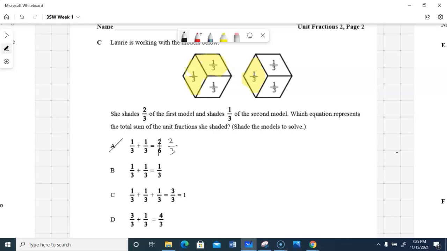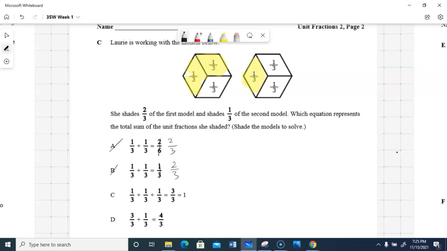Okay, the next one says B. It says 1/3 plus 1/3 equals 1/3. Okay, that's not true either. 1/3 plus 1/3 equals 2/3. And that doesn't represent the amount of the model that she shaded, both the models. It represents one of them, but it doesn't represent both of them.